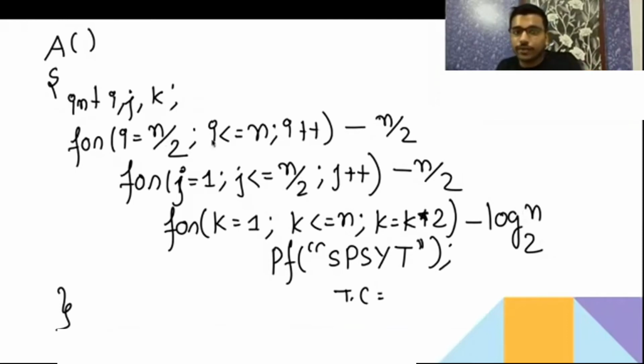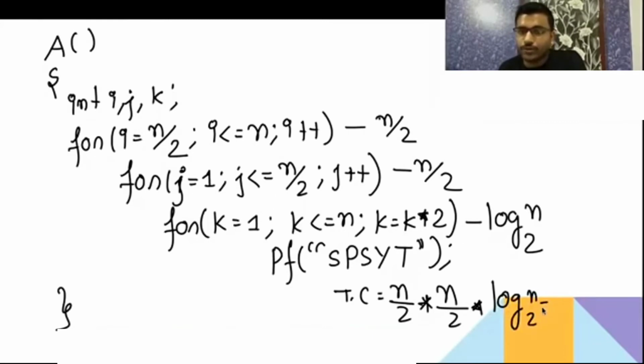See how the for loop will execute. When i is equal to n by 2, condition satisfied, then it will go inside. j equal to 1, yeah, condition satisfied. Then for k equal to 1, till the time k is smaller than or equal to n, it will be executed. So it will be n by 2 into n by 2 into log n base 2, which is equivalent to n square log n base 2. Am I clear? Anyone having any doubt? So it is equal to n square log n base 2.